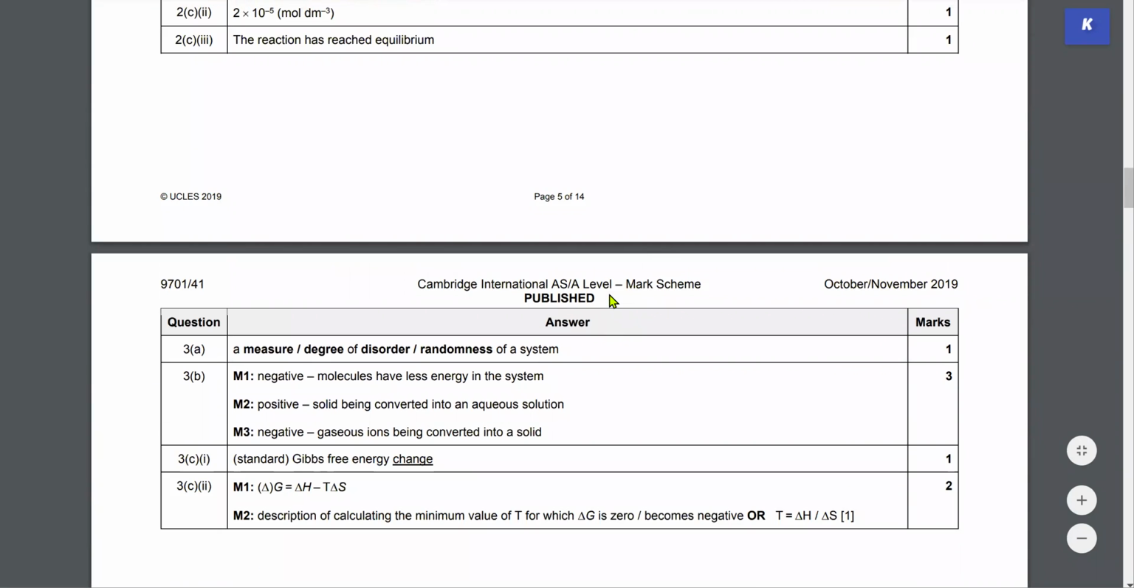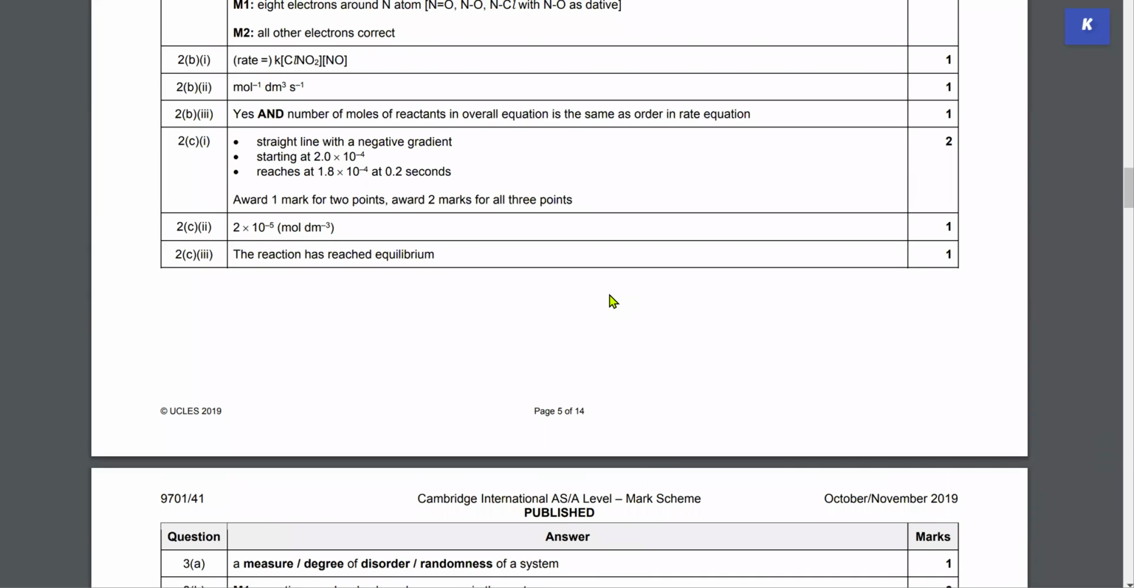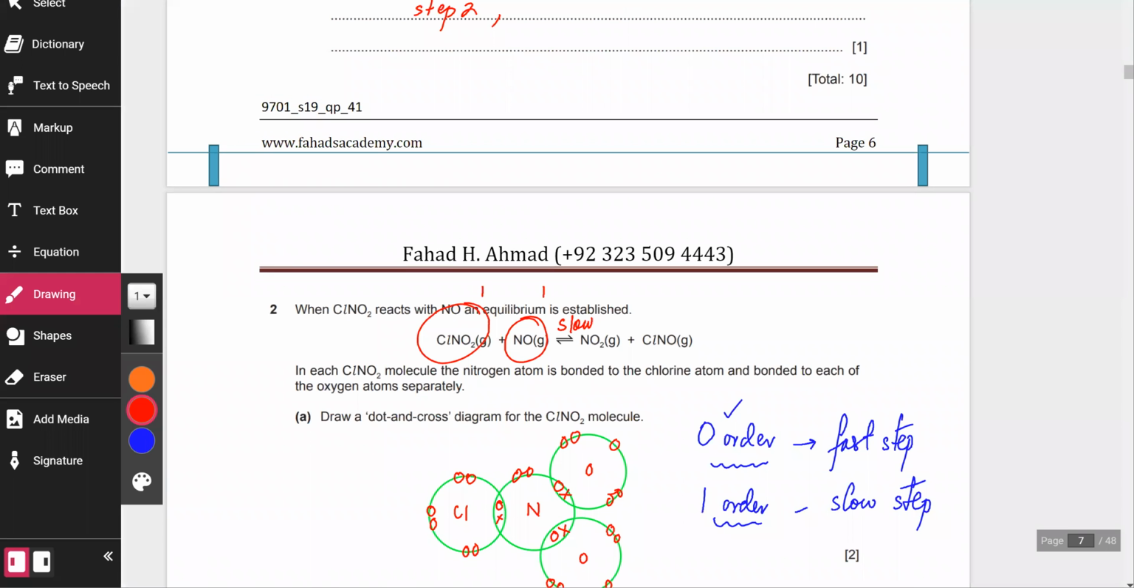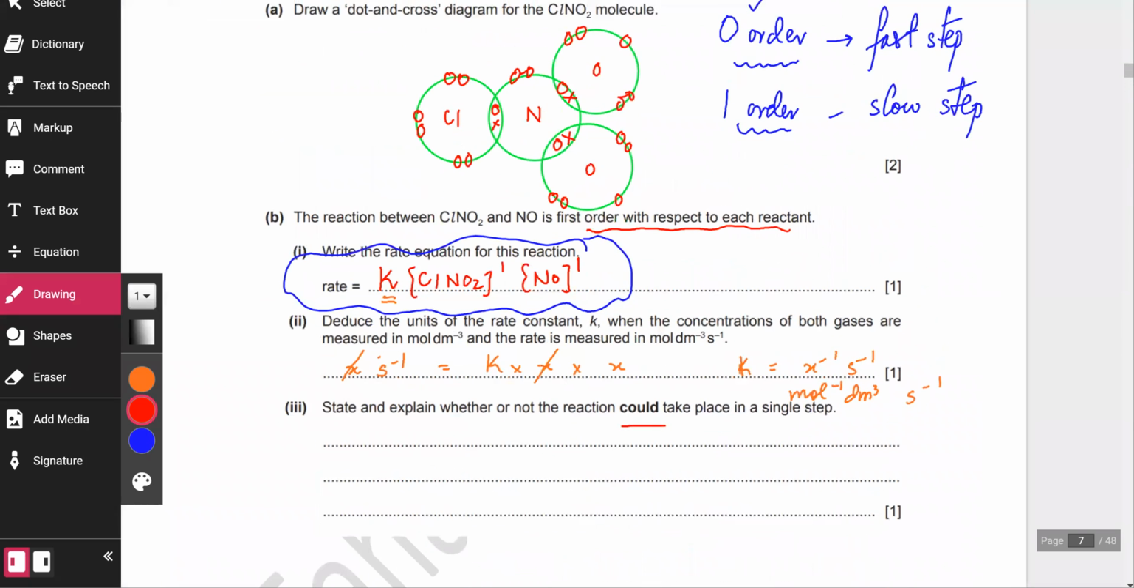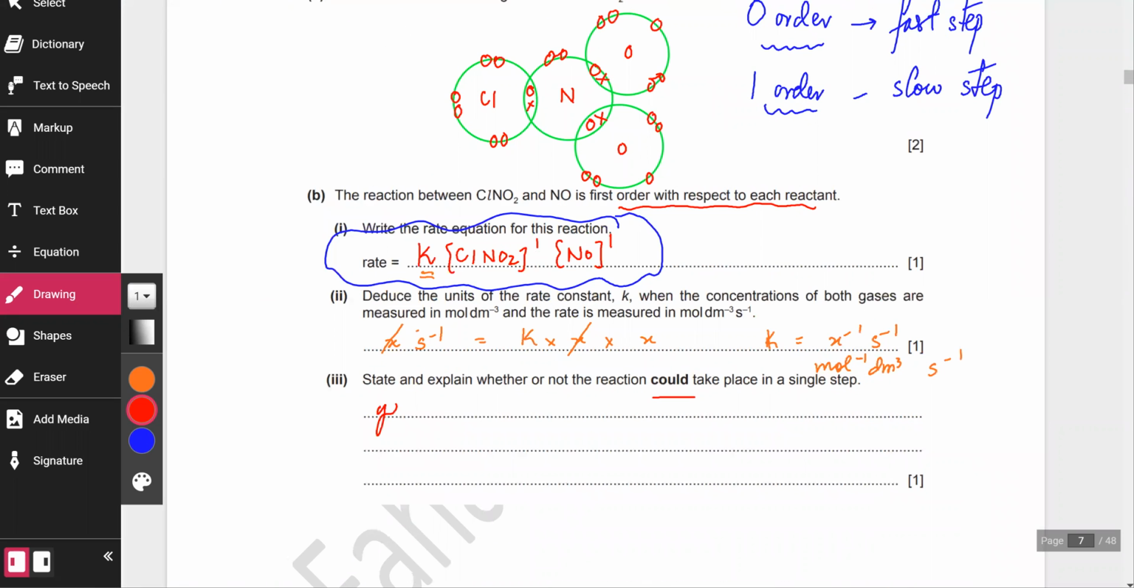Okay, where's the second question? Seeing the number of moles, yes, and the number of moles of reactants in the overall equation is the same as the order in the rate equation. Okay, that makes sense. So they're saying, I mean, yes is also yes. We already figured that out.